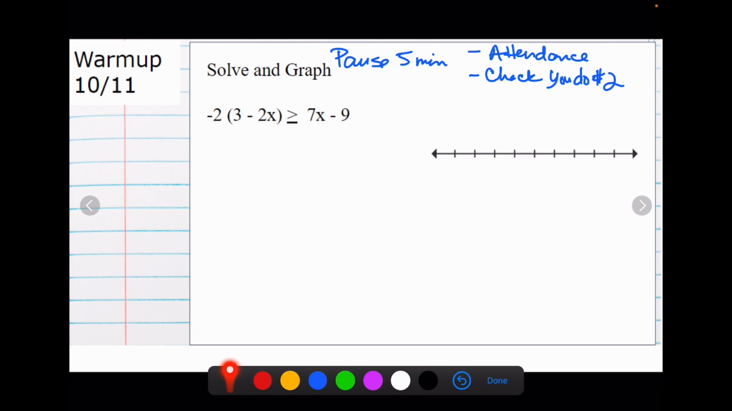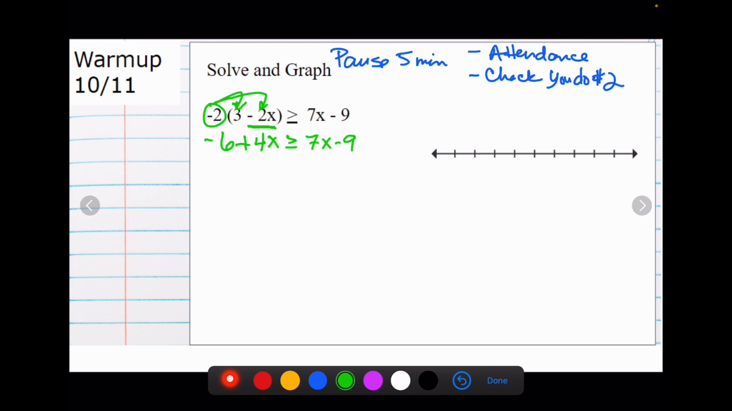Before we can get to solving for x, I need to deal with the distribution problem that we have here. So I'm going to take that -2 and distribute it. I'm going to multiply it to both these terms. -2 times a 3 is a -6, and a -2 times a -2x is a positive 4x.